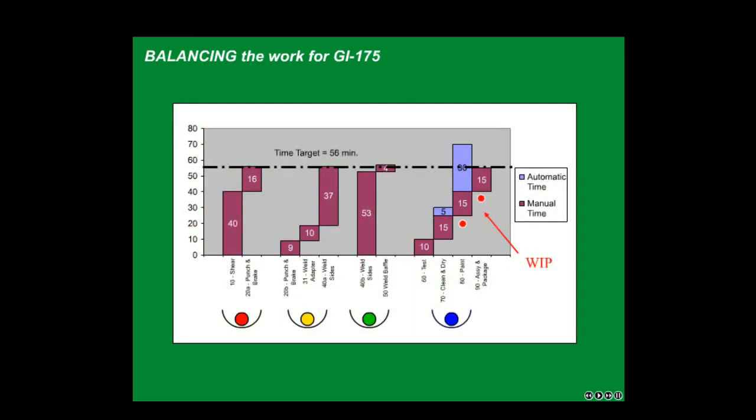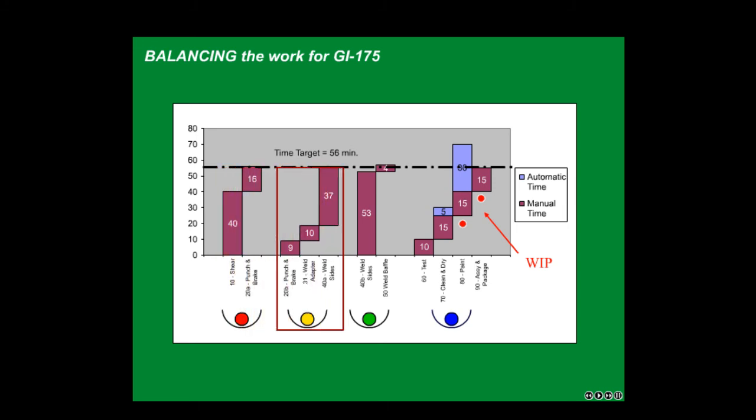Balancing the work for the GI-175. For the GI-175, our time target is 56 minutes. Starting with operator number 1, begin adding bars for each work component in its raw time. For the GI-175, shear takes 40 minutes, and a portion of the punch and break operation for 16 minutes. Totaling, this operator has 56 minutes of work, our time target for this product.